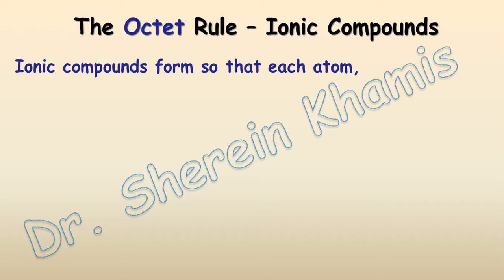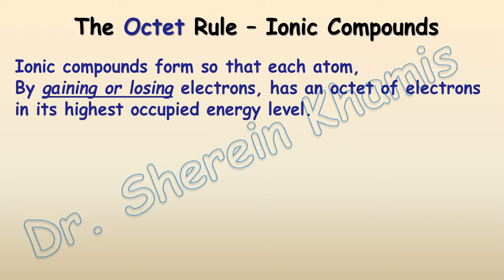Okay, so ionic compounds form so that each atom makes what? If we take one of them, one will lose and the other will gain. So by gaining and losing of electrons, we have the octet of electrons in its highest occupied energy level. Why? To make the compound stable, or to form the stability state.